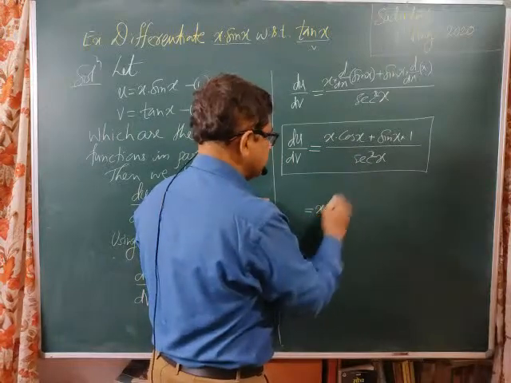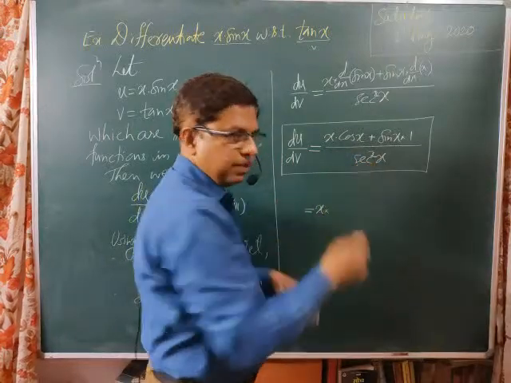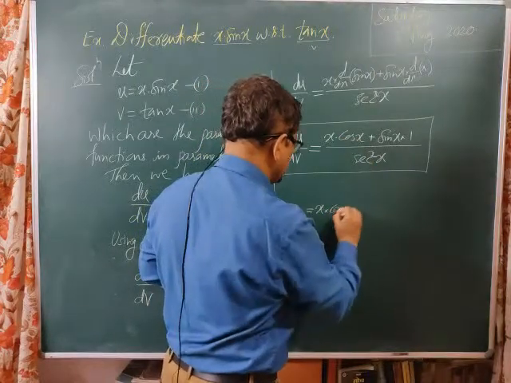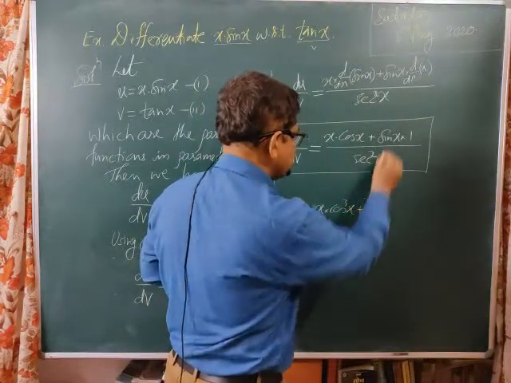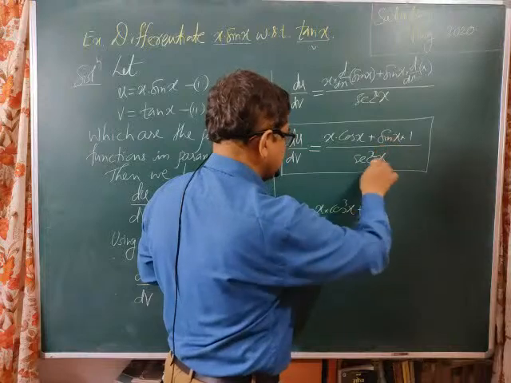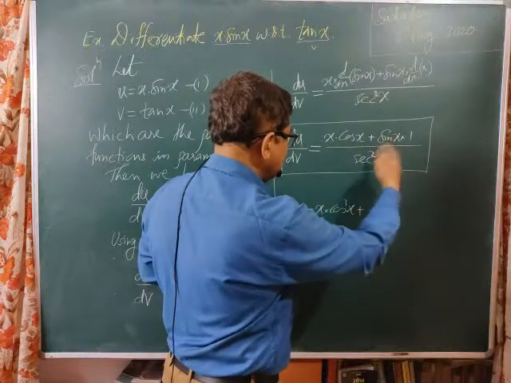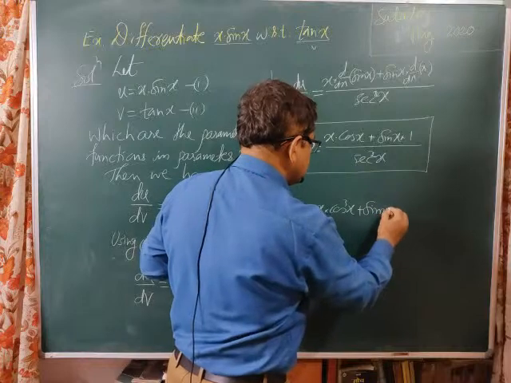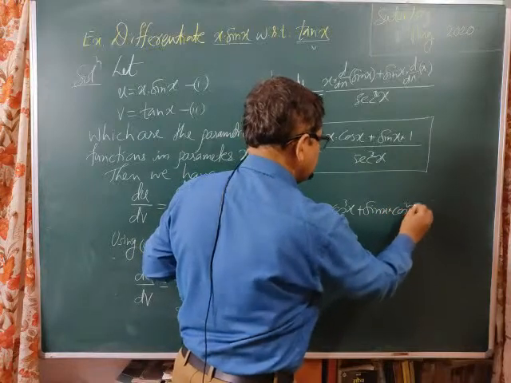x into divide separately 1 upon sec square means cos square, so we'll get x into cos square into cos, this is cos cube of x plus sin x divided by sec square x. Sec square x will remain in the numerator and you will get this as sin x into cos square x.